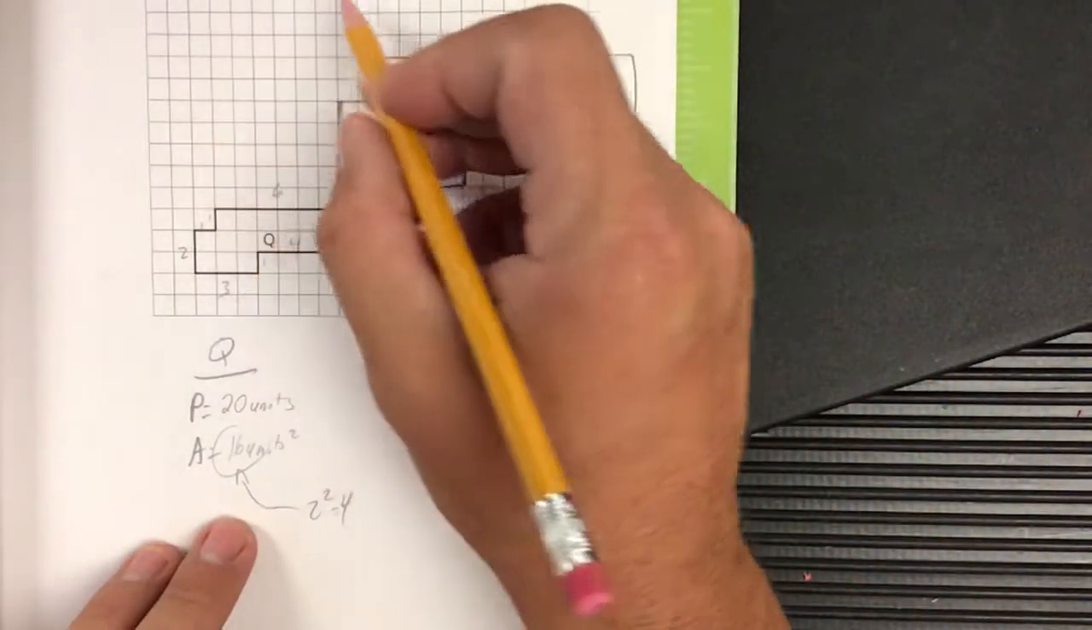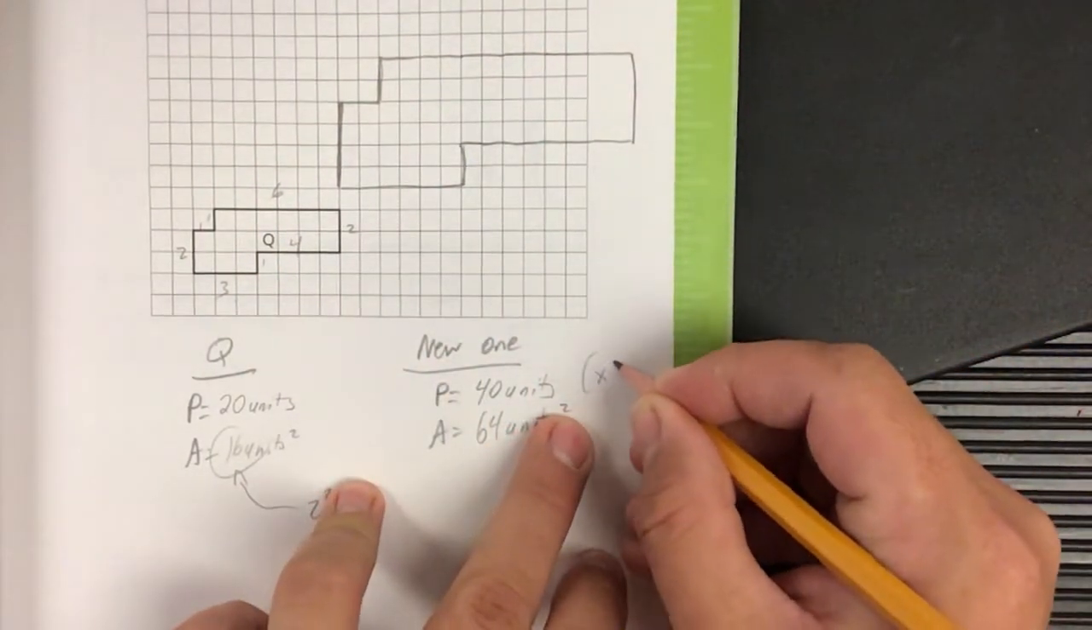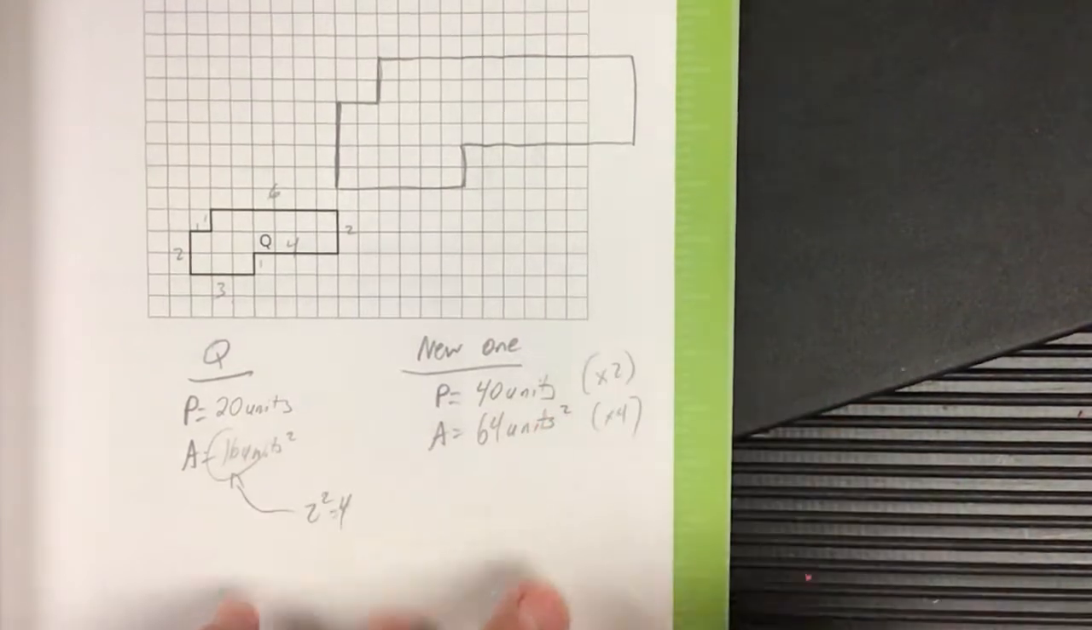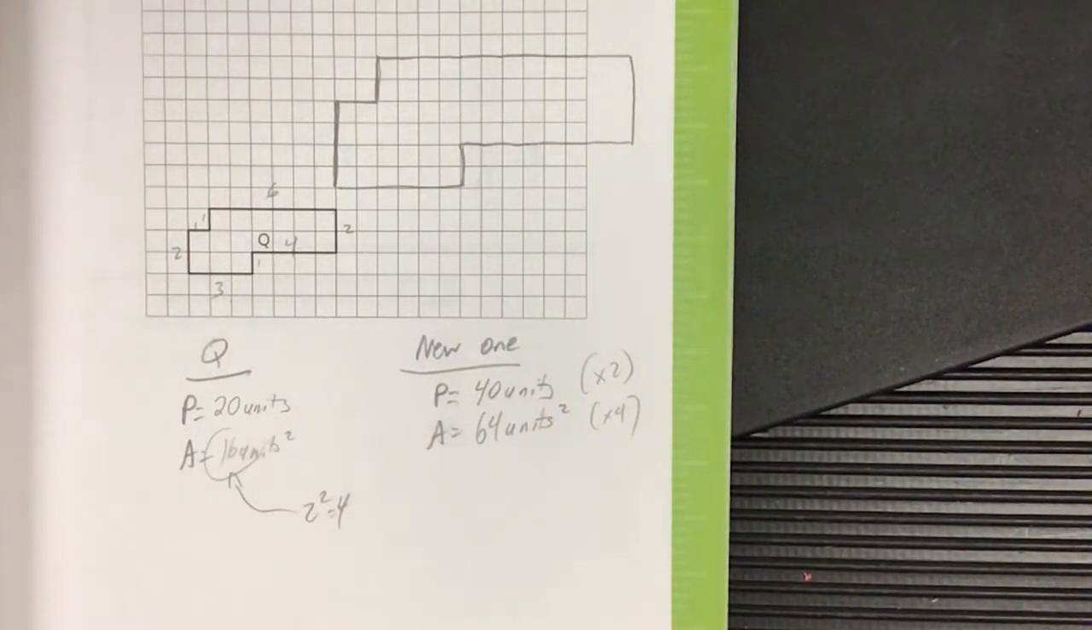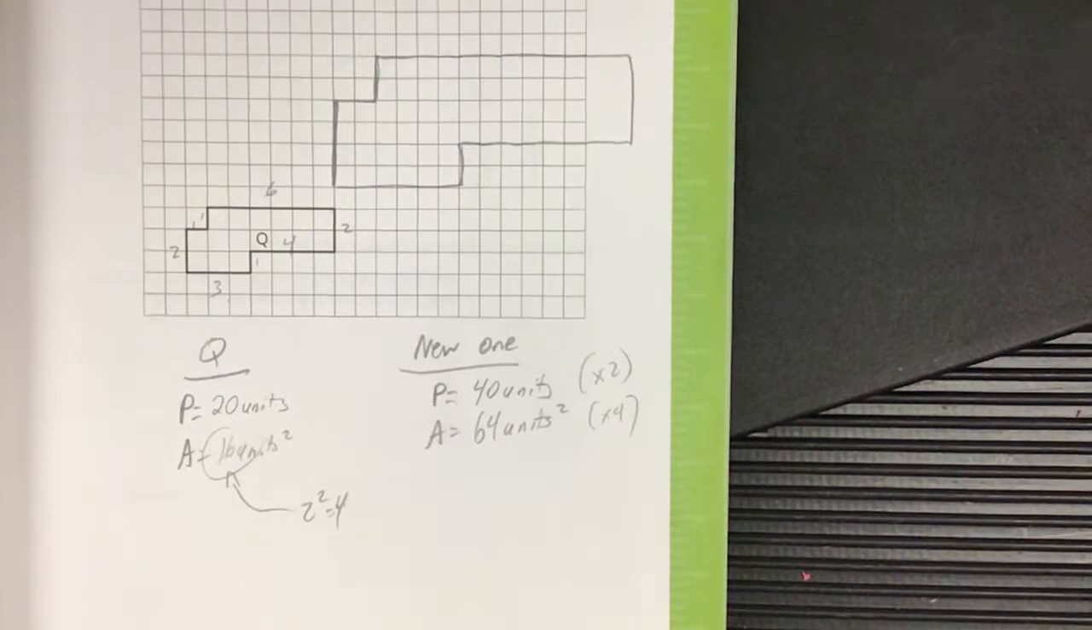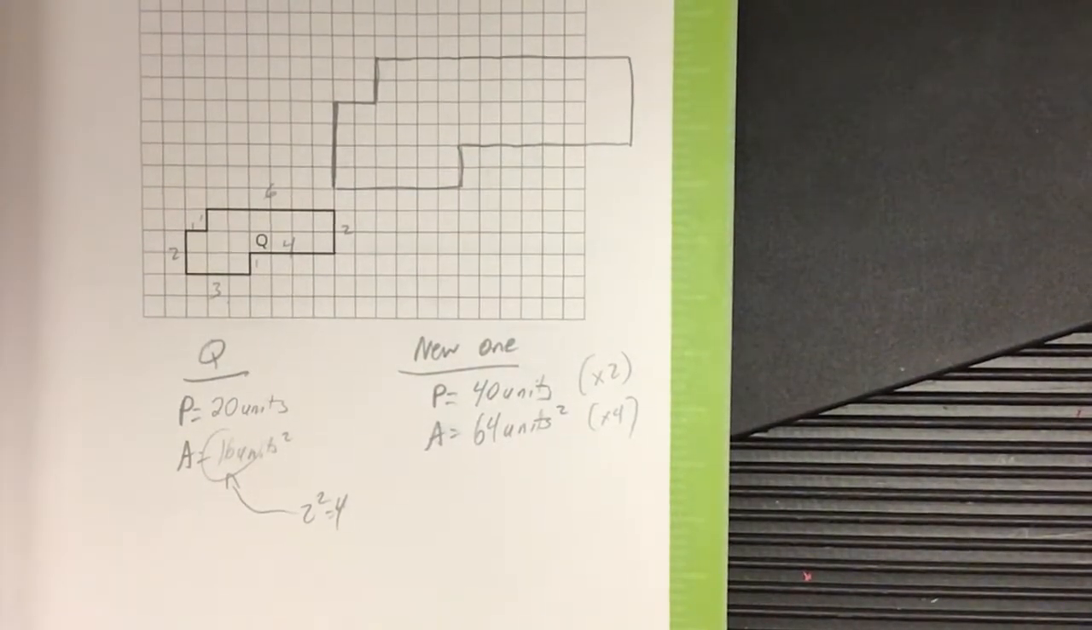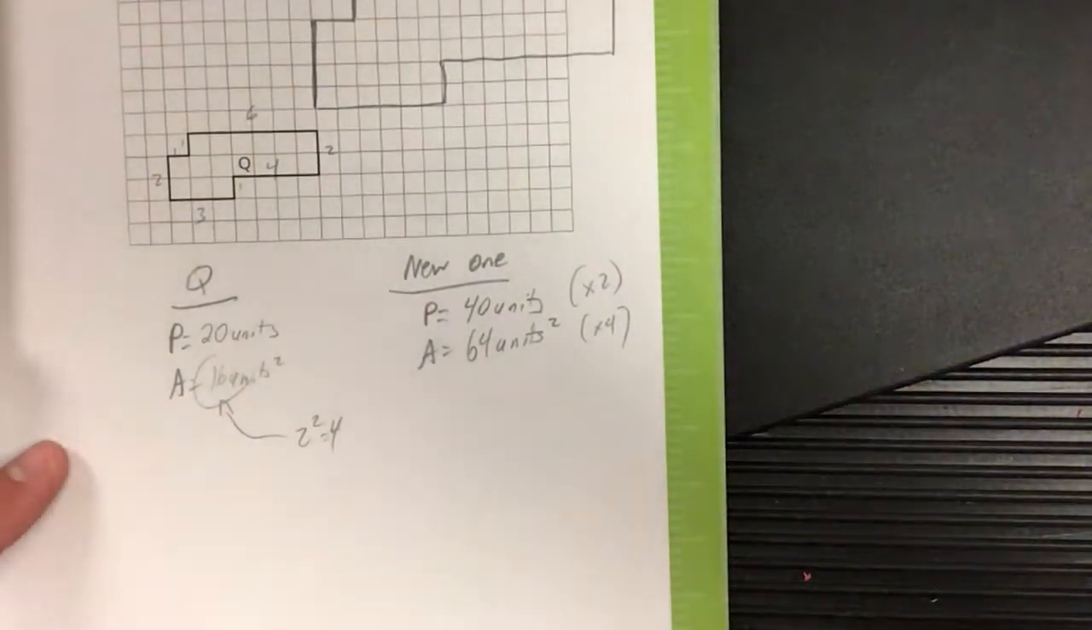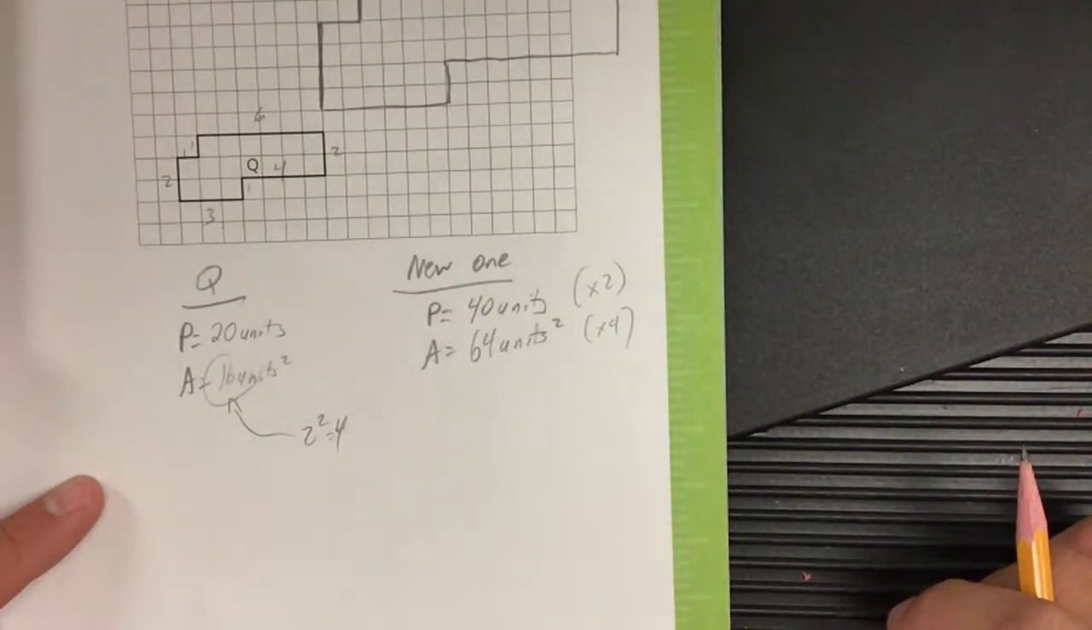Okay, compare the perimeter and area. This one got 2 times bigger, this one got 4 times bigger. Area is always going to be scale factor squared. Questions?